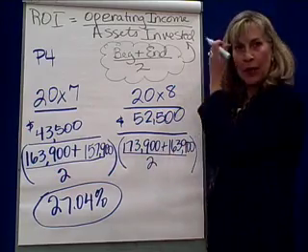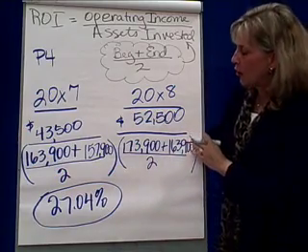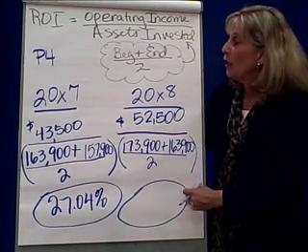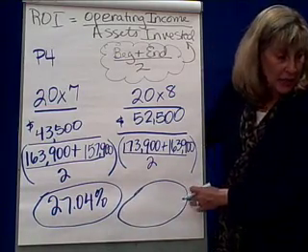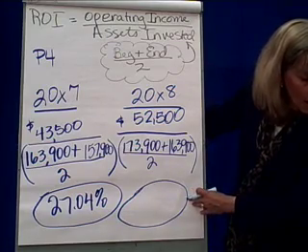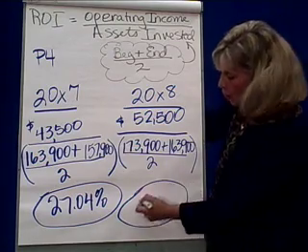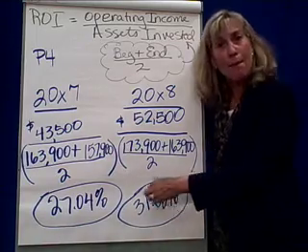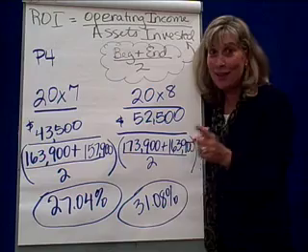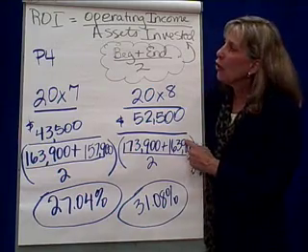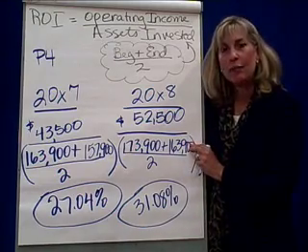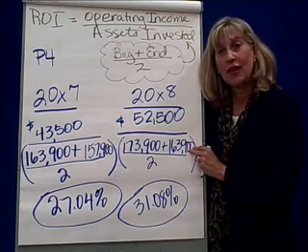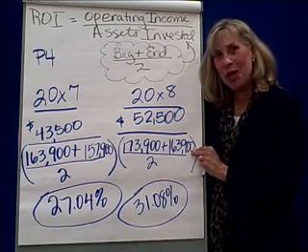Divide by 2. So if I do my ROI correctly, do I find that my return on investment in 2000X8 is, how about 31.08%? So is that better or worse? It's better, isn't it? Now, you'll also recall that our ROI can be broken down into profit margin times asset turnover. So stay tuned and we'll do that.